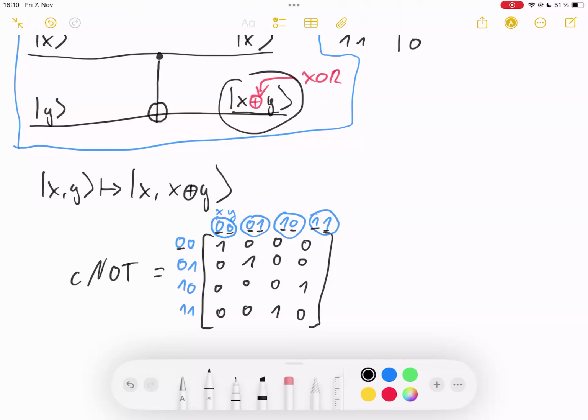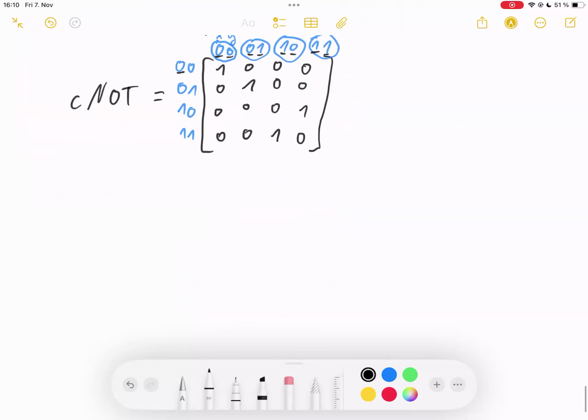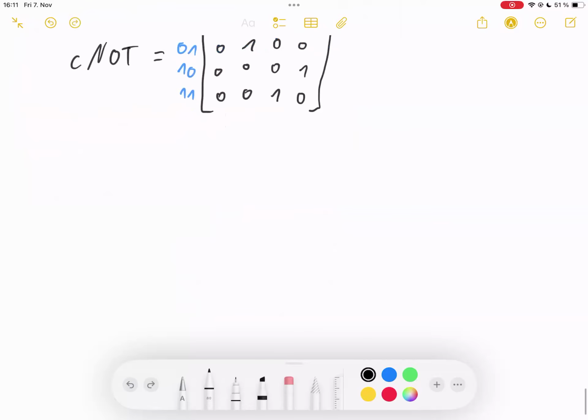And this matrix is unitary, as you can look at it and you will very quickly see it's a unitary matrix. So it's a reversible gate. Feel free to test at home if it's really unitary. But now something else that is quite interesting will happen with the CNOT gate.